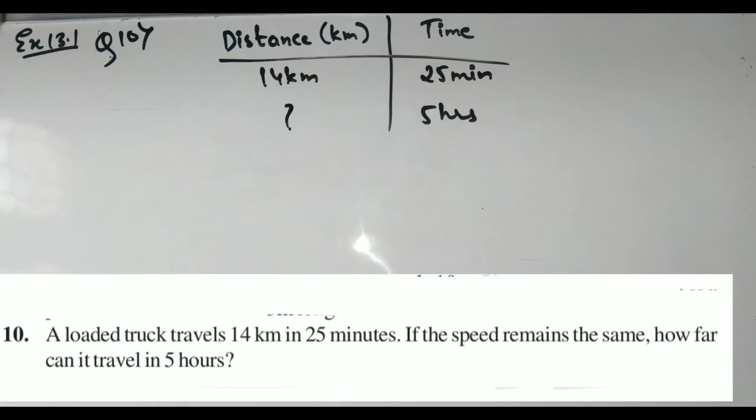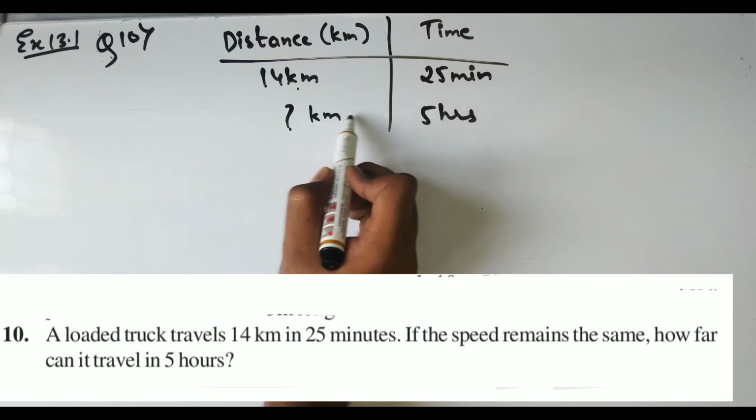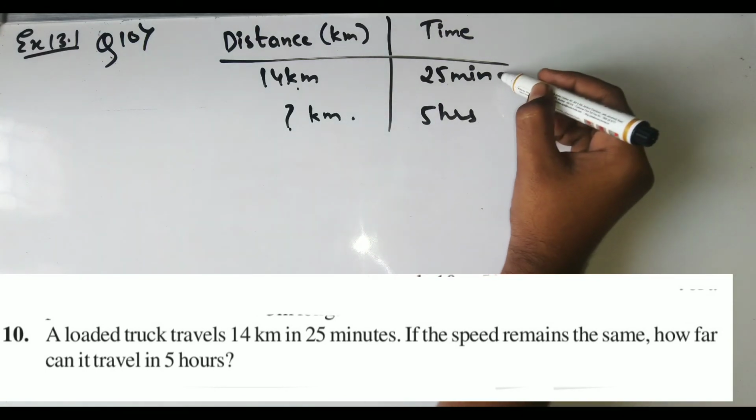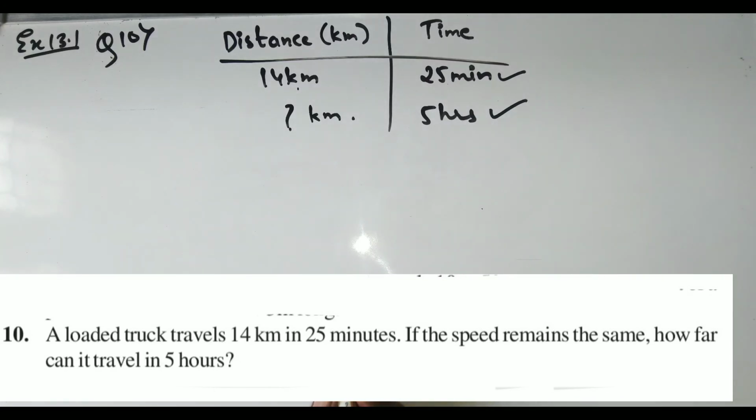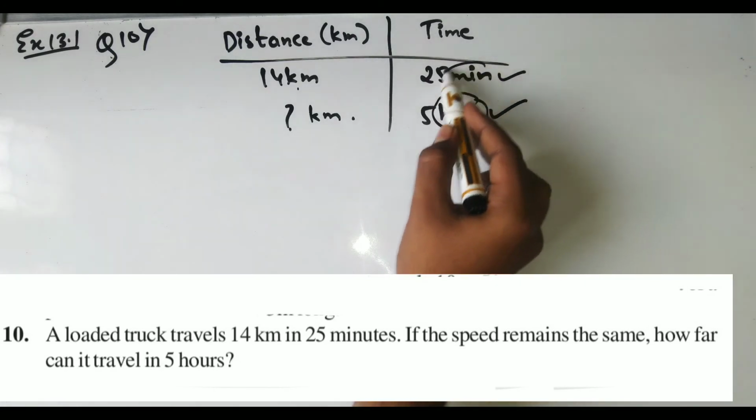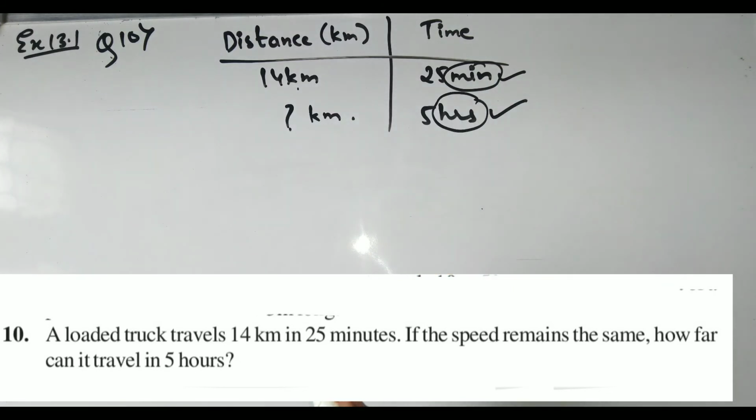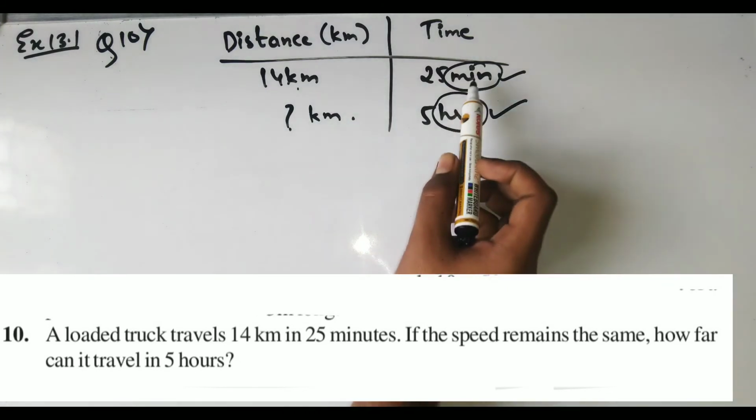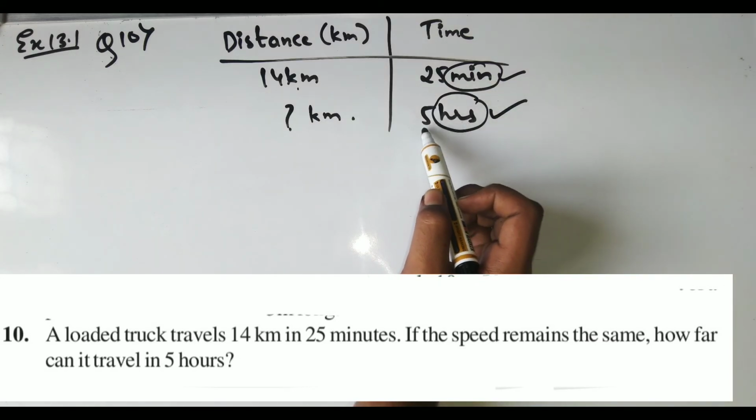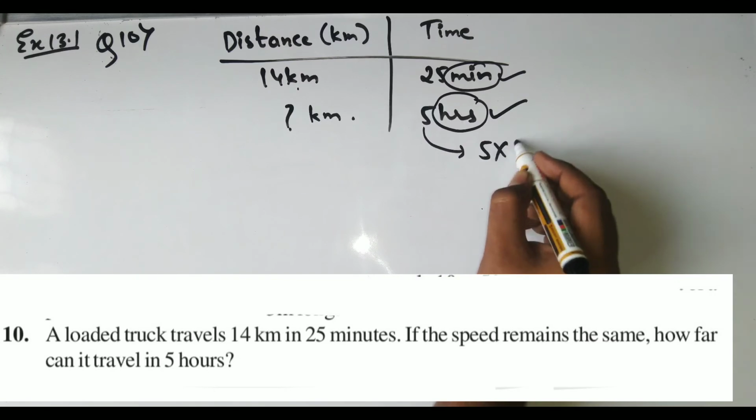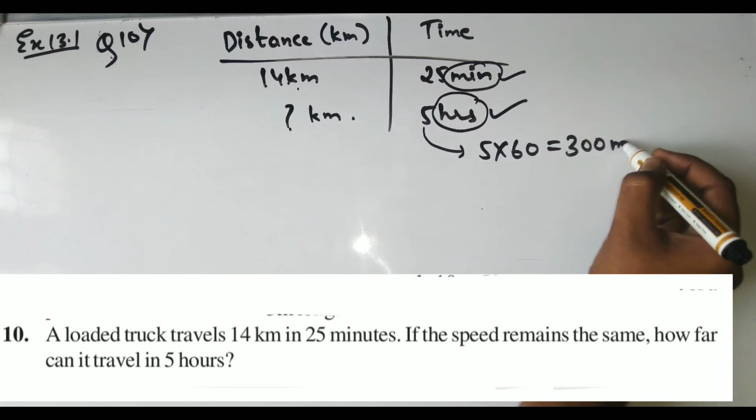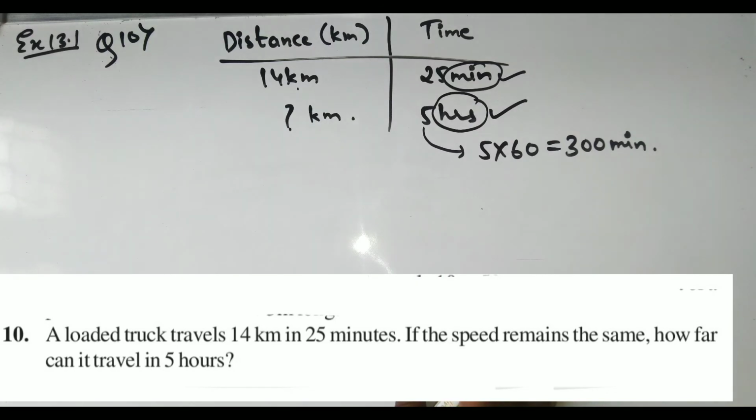Now the main thing you have to concentrate on is that kilometer is there, and I'll get the answer in kilometer itself, but for the time, the units are not the same, correct? The units are hours here and minutes there, so you have to convert into the same unit for the time. Either you can convert into hours or into minutes. I'll convert 5 hours to minutes. So 5 into 60, that is nothing but 300 minutes. So you have to concentrate very well that the units should be the same.